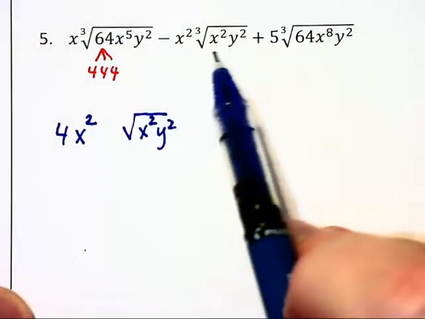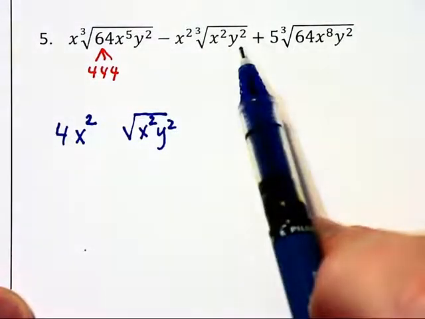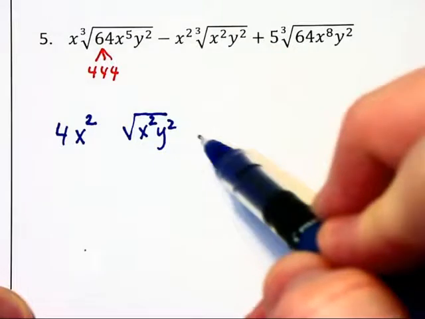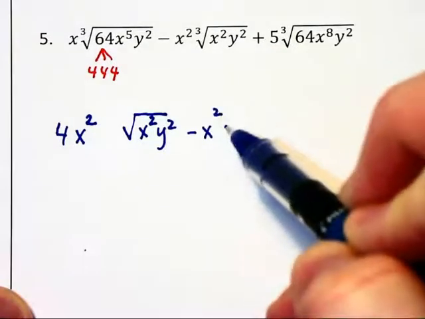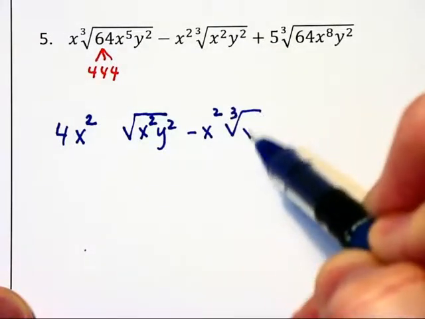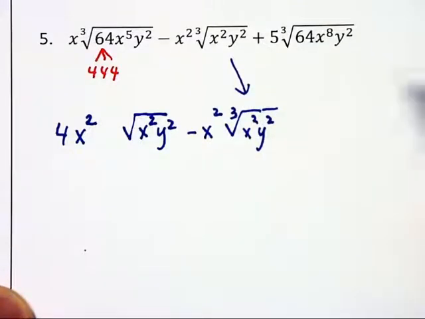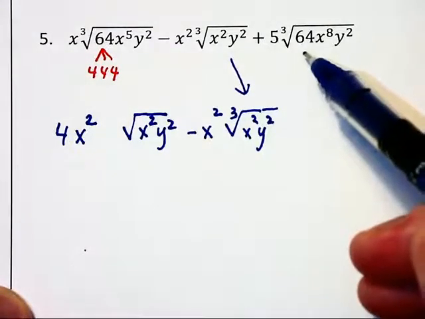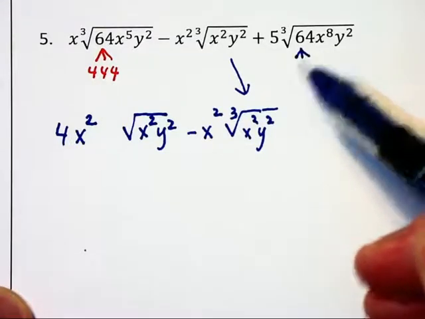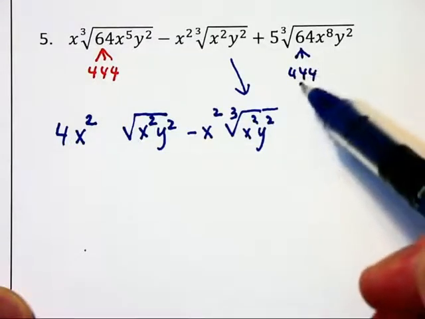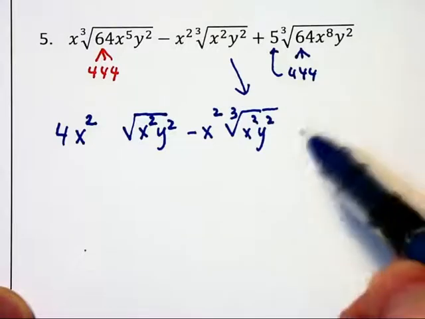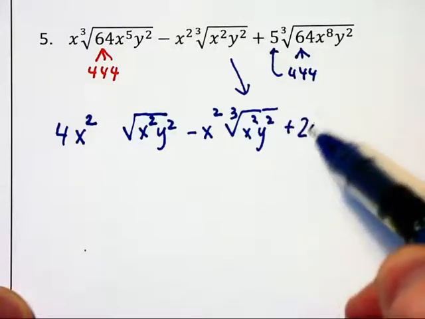Nothing can come out because these are both squares inside of a cube root, so we're just going to have the minus x squared cube root of x squared y squared coming down, no changes at all. With 64, 64 is again 4 times 4 times 4. The 4 comes out, multiplies with a 5, and gives me a plus 20.